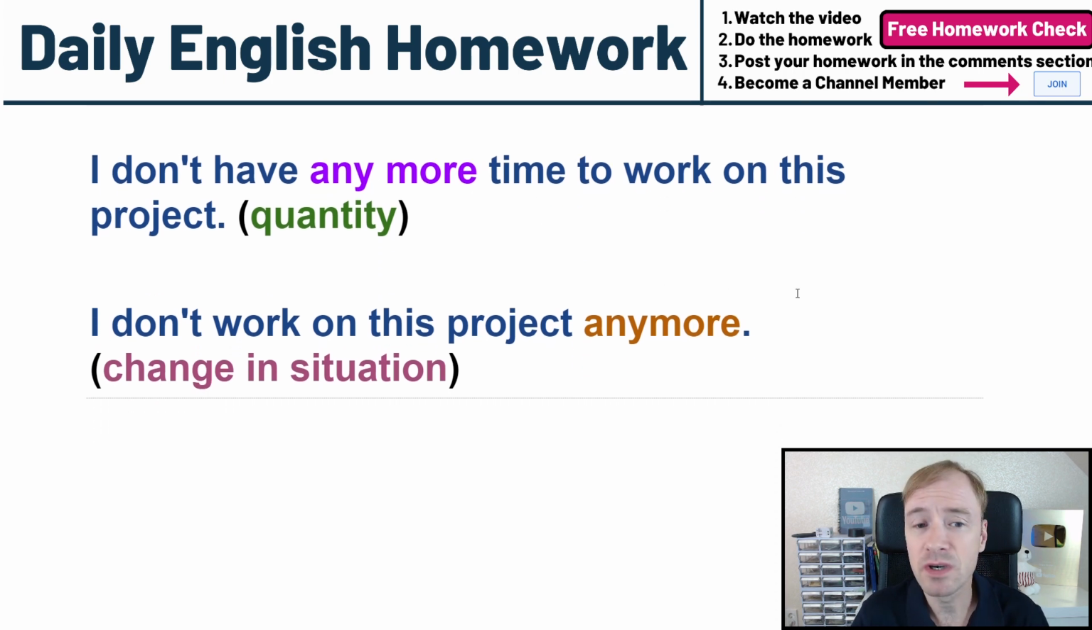Another couple examples here. I don't have any more time to work on this project. I'm working on a project. I don't have any more. I don't have any amount of time. There's not enough time. It's over. So I have to stop. So that's talking about quantity. The second sentence, I don't work on this project anymore. So I used to work on the project. I don't work on that project anymore. There was a change in the situation. But if I'm talking about an amount of time, look at number one again. I don't have any more time, amount of time.